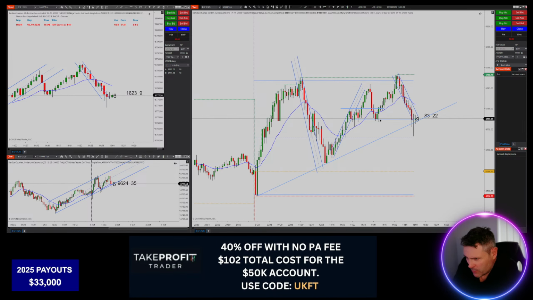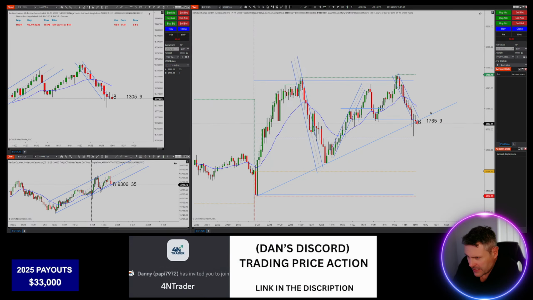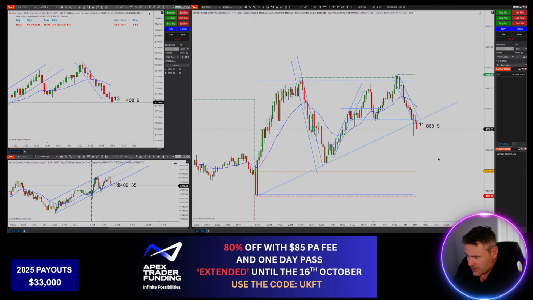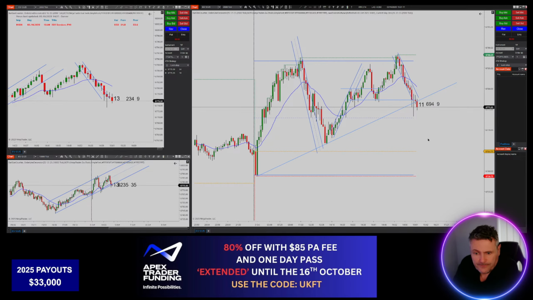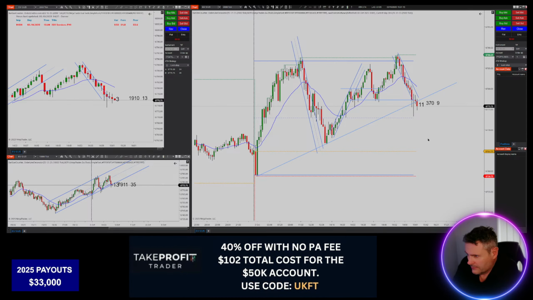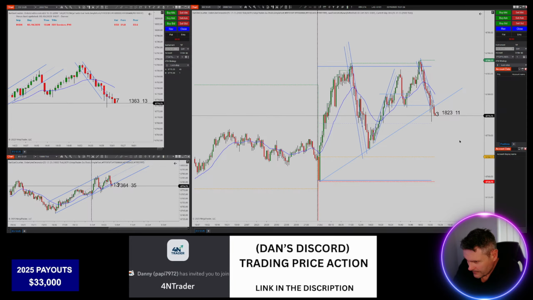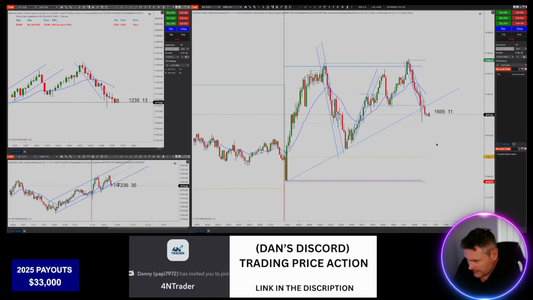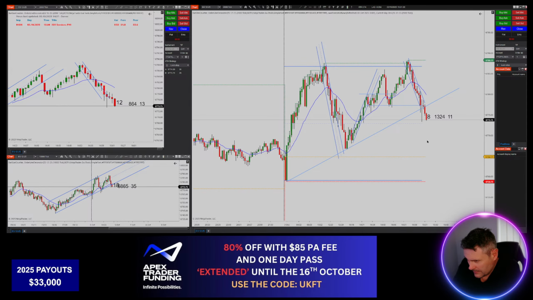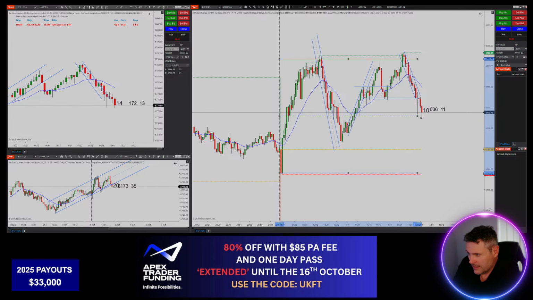We can see there's support there anyway, and obviously with the possibility of the bottom of a bigger channel up there. Now, when I say possibility, I do mean just a possibility. We've got kind of range tops here, so unlikely at the moment, I think.